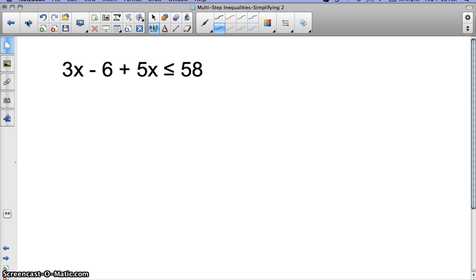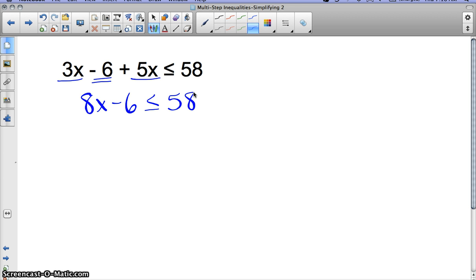Alright, if we are given 3x minus 6 plus 5x is less than or equal to 58, we need to do a little simplifying first. So we can combine our 3x and our 5x, and then our negative 6 is just kind of stuck there by itself. So 3x and 5x gives me 8x. Bring down the minus 6, less than or equal to 58.